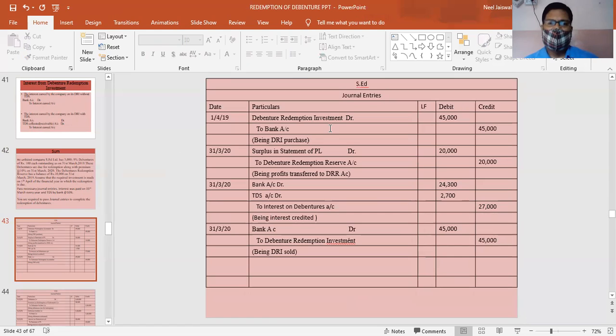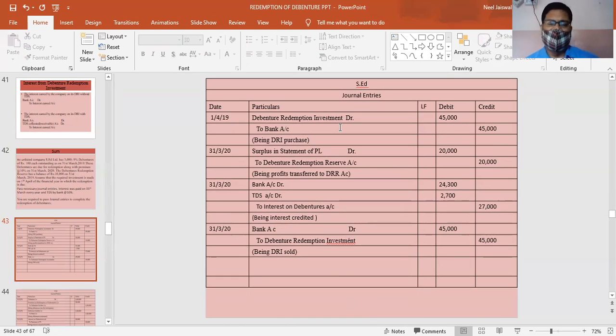One sec students, this is a little mistake. We have to create interest. We are not giving this interest, isn't it? So we are creating this interest. We have to create this interest on investment, not on debentures. Extremely sorry, students. So what I have done was I have charged interest.